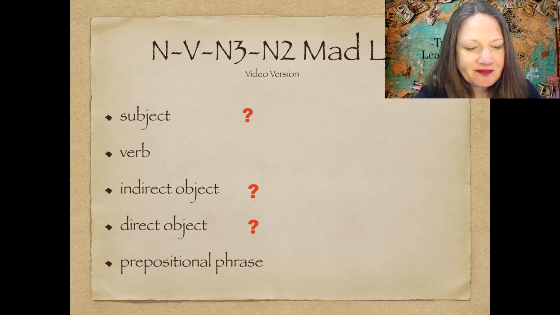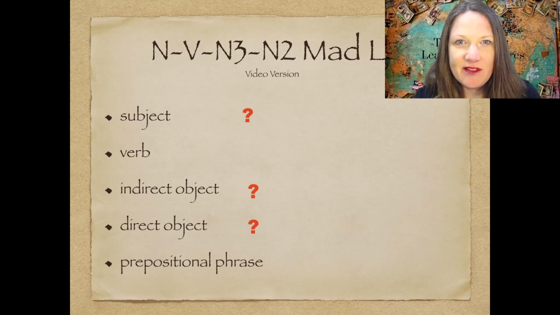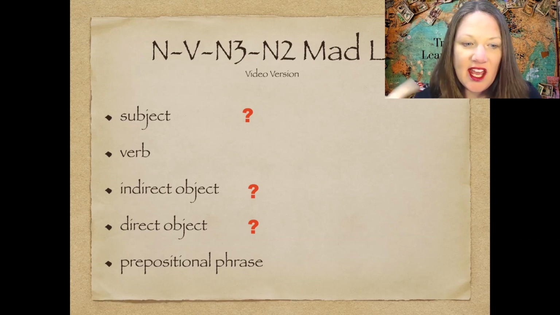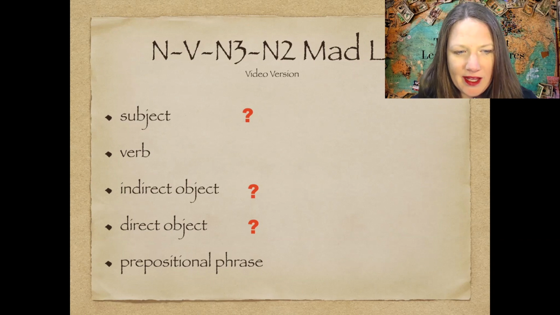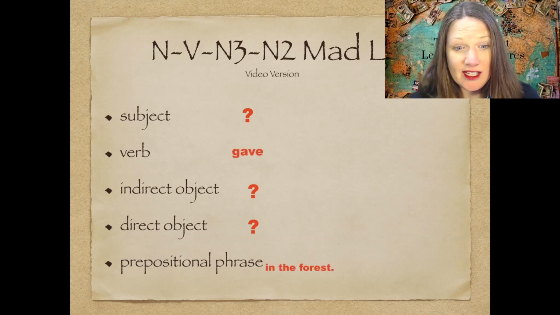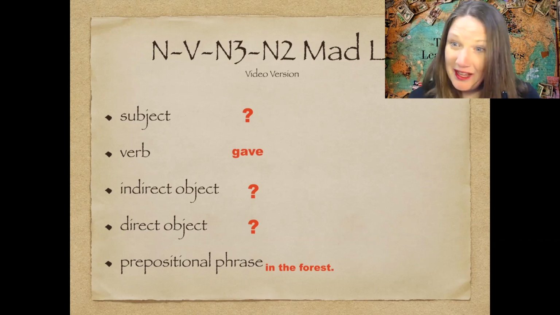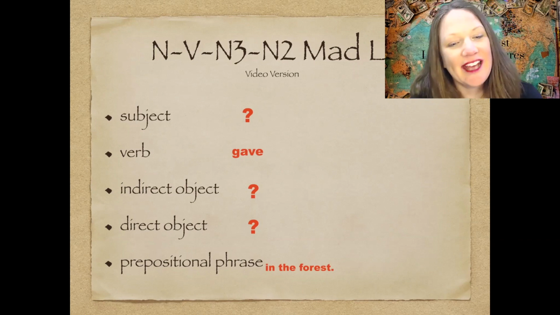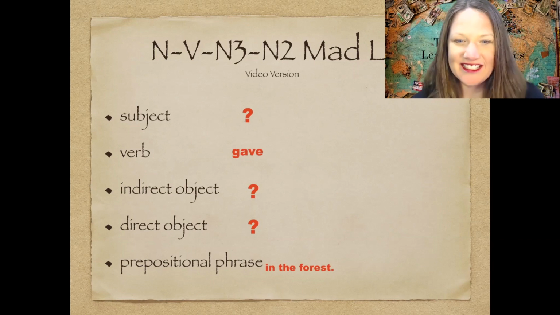Indirect object needs to be something that receives the direct object. So I'm going to say baby, her baby. And then direct object will be candy. Okay, gorilla, baby, candy. Let's see what I've got. The gorilla gave her baby candy in the forest. That sounded pretty good, actually. The gorilla gave her baby candy in the forest.